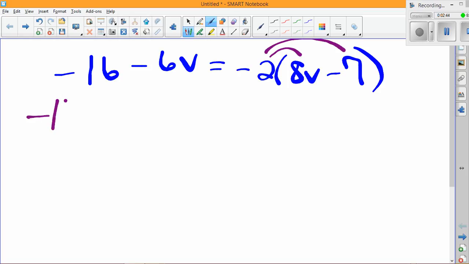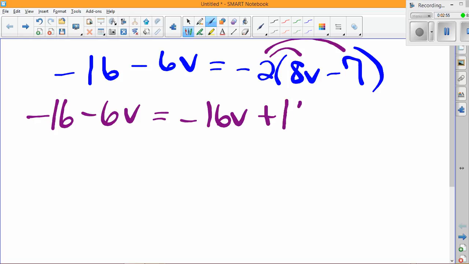So I'm going to keep this side the same. And then negative 2 times 8v is negative 16v. And negative 2 times a negative 7 is a positive 14. So now I've got 2 polynomials on opposite sides of the equal sign. And then I'm going to start trying to get the v's on one side and the numbers on the other. So the first thing I want to do is, I always pick on the little guy, the one that's the smallest. And in this case, 16v is the smallest.